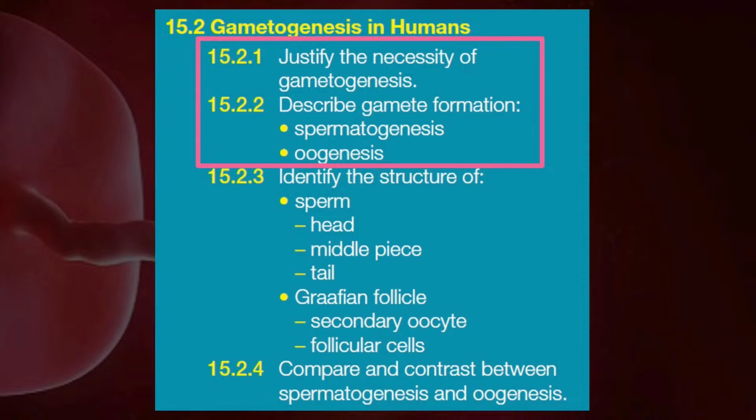For this subtopic, we're going to discuss the necessity of gametogenesis, and then we will describe gamete formation, which is spermatogenesis and oogenesis, and lastly, we will compare and contrast spermatogenesis and oogenesis. Every time before you do your revision, please go through the learning outcomes so that you know what you have to focus on.